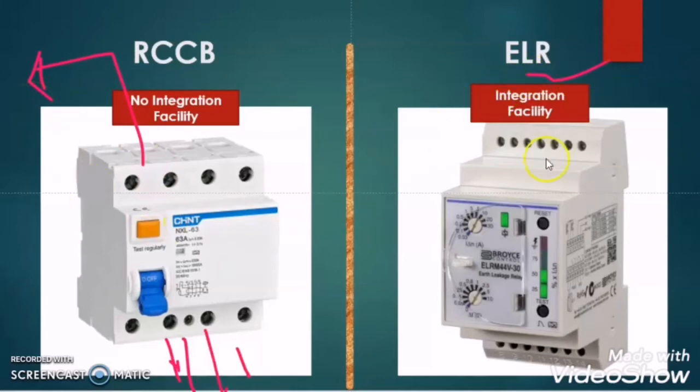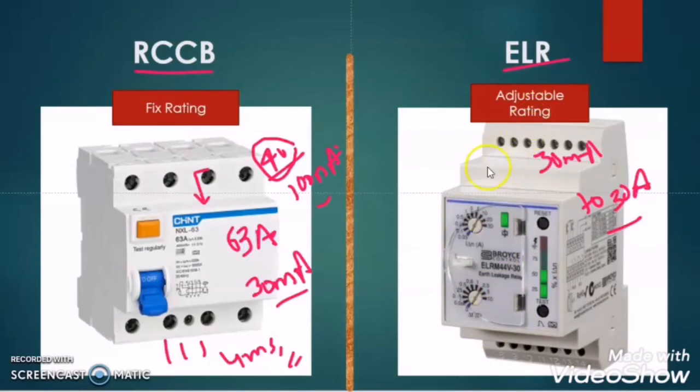But in the case of ELR, when the ELR senses the fault with the help of the CBCT, then this fault signal we can give to another tripping circuit, like the UV relays, the contactor, or the shunt trip of the MCCB, in order to trip the MCCB or the contactor. So the conclusion is the ELR has a provision to give the command to another tripping circuit in order to trip it, but the RCCB does not have any facility to integrate with another tripping circuit.